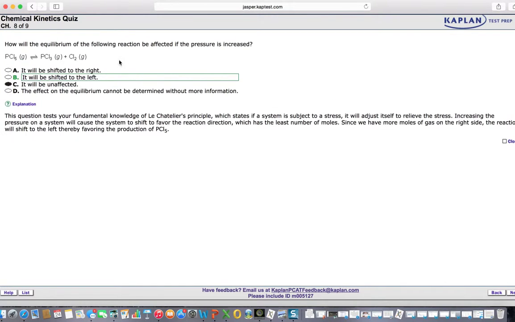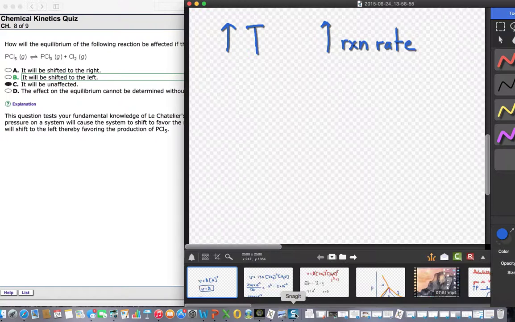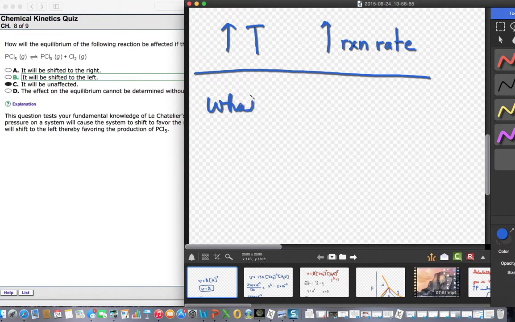How will the equilibrium of the following reaction be affected if pressure is increased? Always ask 3 questions. What did I do? I only wish Shadow would be a little bit more reflective like this. How can I reverse it?